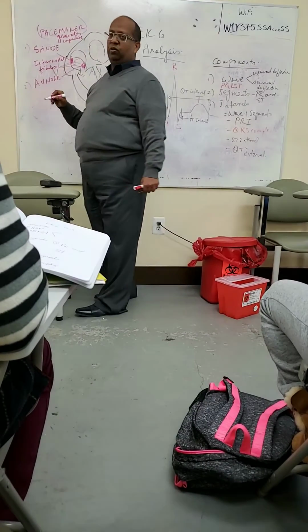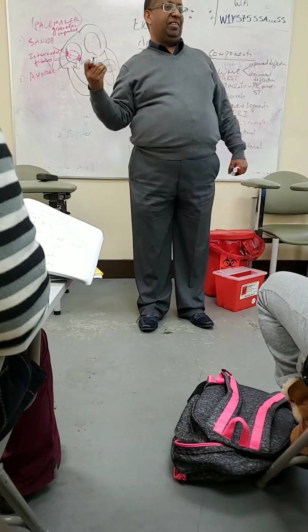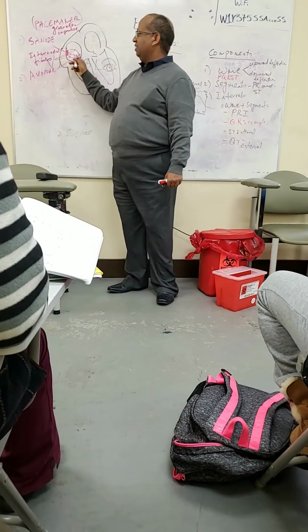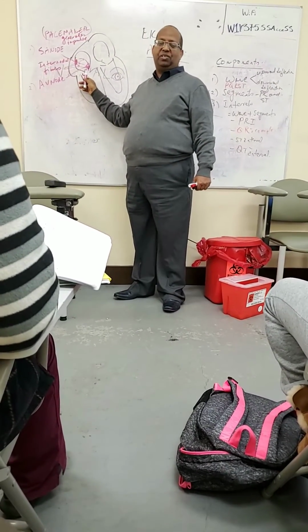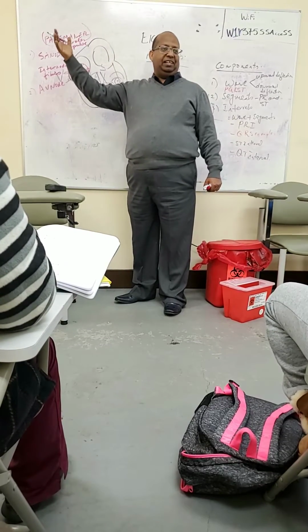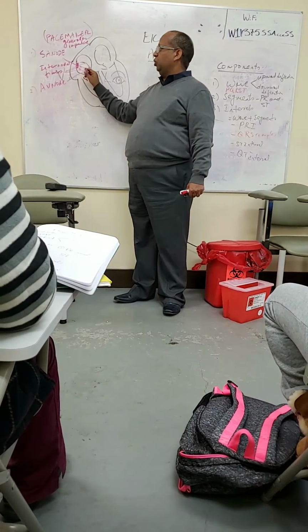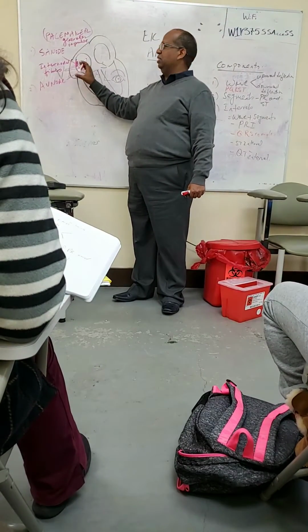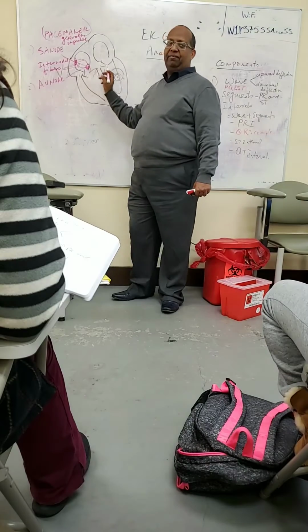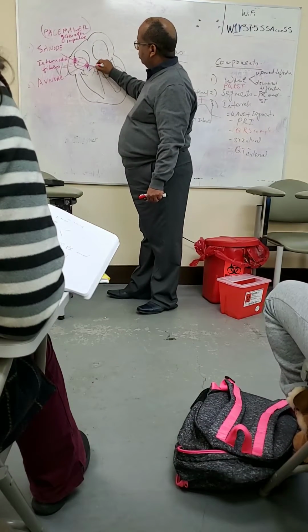What do you mean by internodal fibers? From one node to another node. This is a node, this is a node. Inter means in between, like intercontinental; internodal means between nodes. So there are three fibers that take the impulse from this node to the next node, and then from this node it will pass to the ventricles.